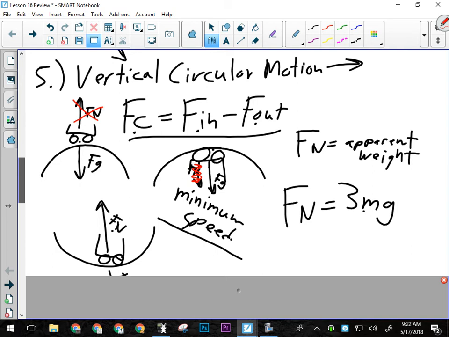All right, so what we've got to remember here is that at the minimum speed, Fg equals Fc. It's still forces in minus forces out. It's just that this is the only force this time.